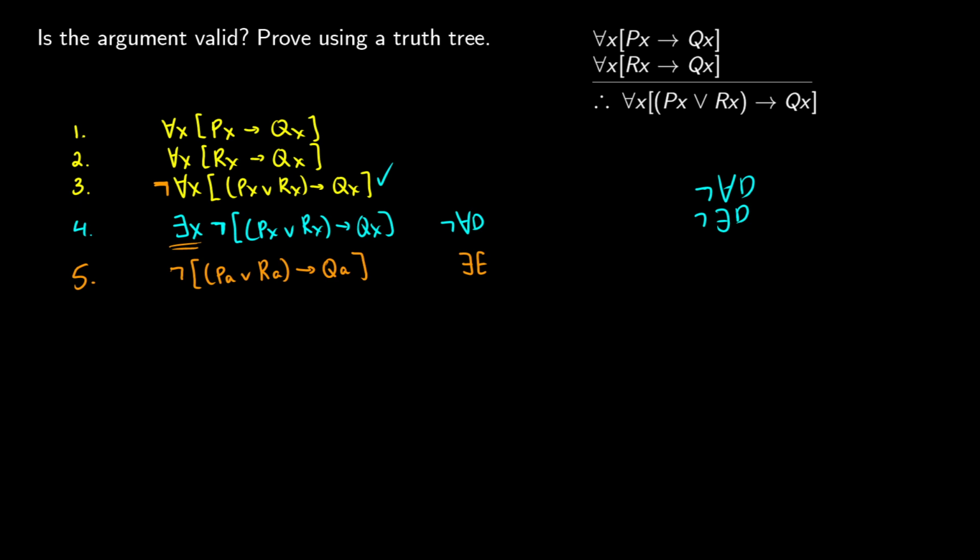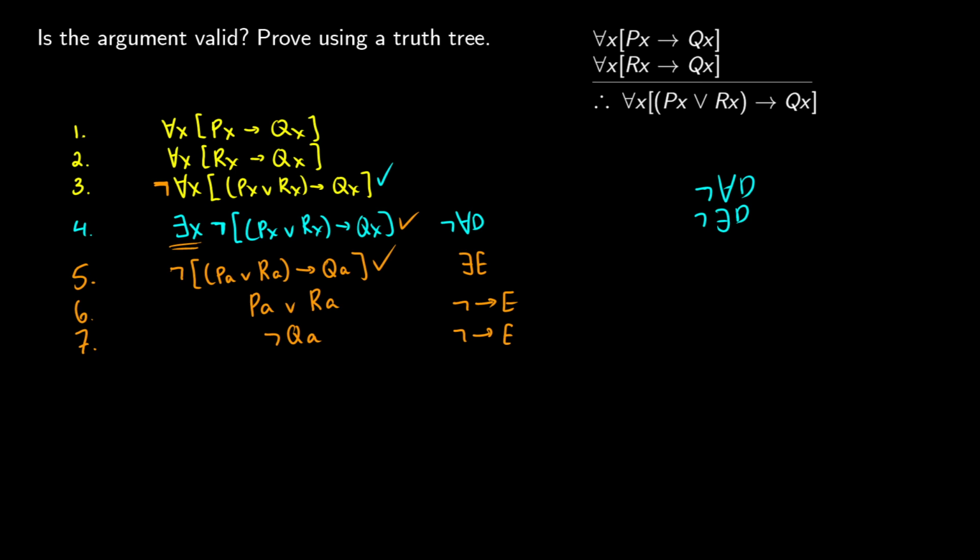Now we're going to break this down further, so we'll do the not-arrow rule. This means that in lines 6 and 7 we'll get Pa or Ra, and then we'll also get not Qa. Both of these come from negation on the arrow, and that would be the elimination of it. So we can check this off because we're done with it, and we can also check off 4 because we're finished with that as well.